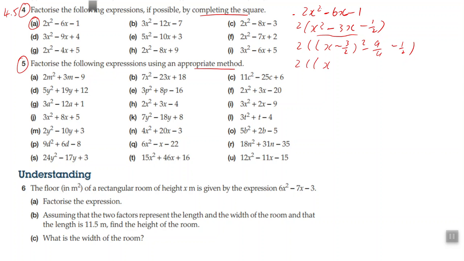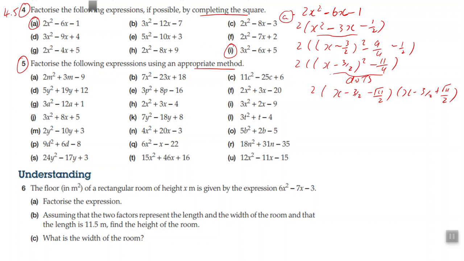I combine the fractions together, and this is always the difficult part. Minus 9 over 4, so you want both fractions to be over 4. Negative a half is the same as -2 over 4, so -2 minus 9 is -11 over 4. Now, use DOTS: difference of two squares, factorize that. So x minus 3 over 2 minus root 11 over 2, x minus 3 over 2 plus root 11 over 2. And you're done.